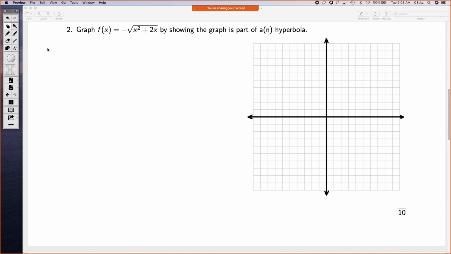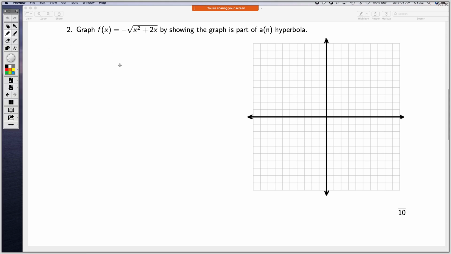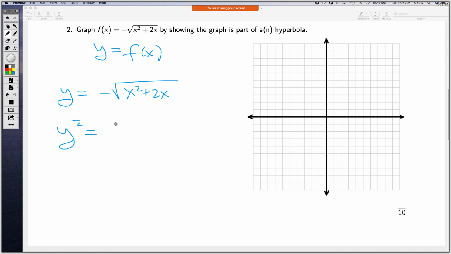Number 2, once again, this is like what we did last Tuesday. Remember, when you graph a function, you're graphing the equation y equals f of x. So you want to start off here, and then you want to square both sides. And then that's going to be part of a parabola. Which part of the hyperbola? Which part? Remember, you've got that negative there.